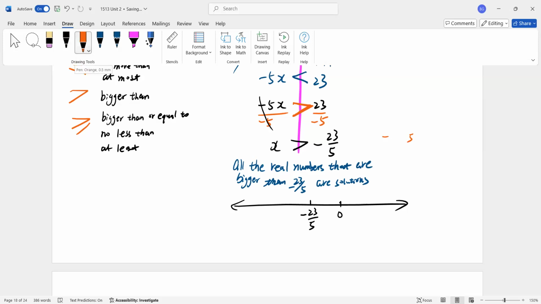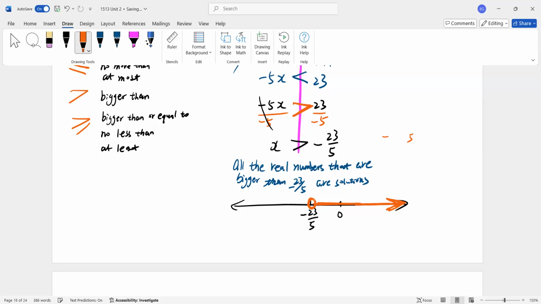Any number strictly bigger than. So we're going to have a circle here, because it's strictly bigger than, right? So we have a circle here, and all the real numbers strictly bigger than that. So on the real number line, I shaded the region that covers all the solutions of the inequality.